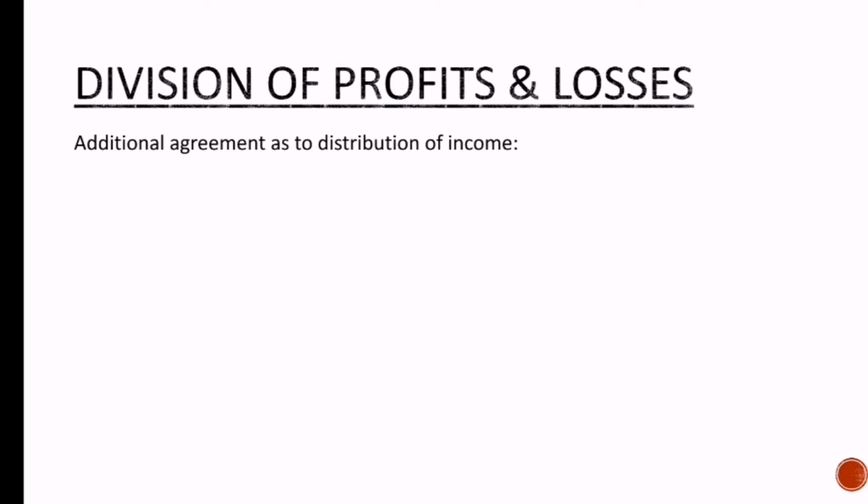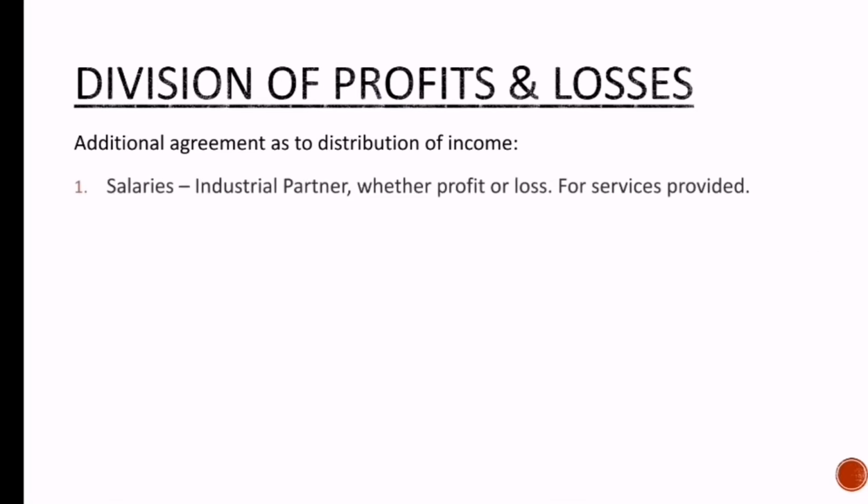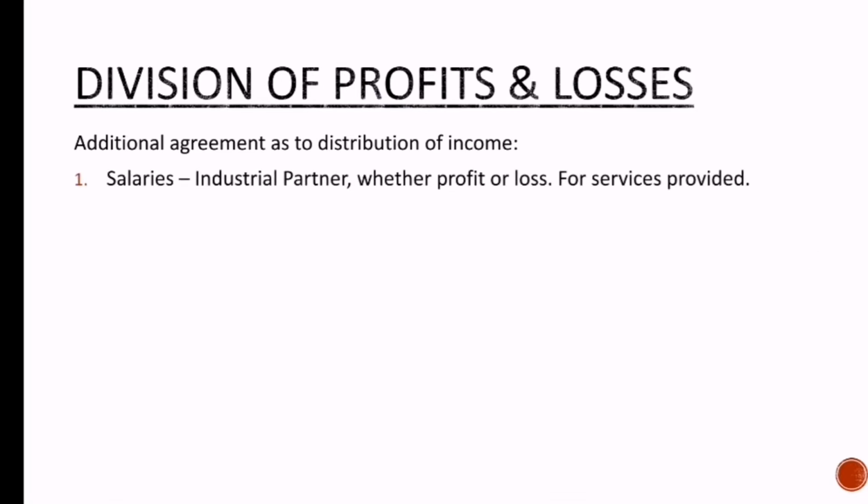So, ibig sabihin, itong mga items na to, para lang ma-distribute yung income. And also, para ma-recognize yung mga contribution ng bawat partner. So, unang-una is the salaries. Alam naman natin yung salaries expense ito, and usually mga employees yung binibigyan natin. But for this, pwedeng mag-agree yung mga partners na bigyan ng salaries as distribution of income item si industrial partner.